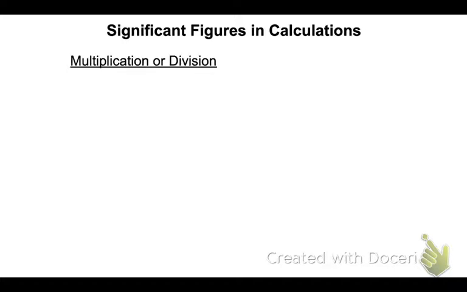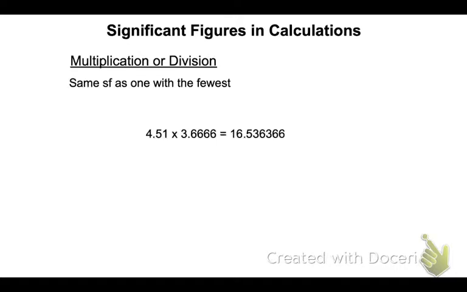Now for multiplication and division, the rule is different. Now I don't look at decimal places, I look at the total number of sig fig. It has to be the same sig fig as the fewest. Here is an example. You're multiplying 2 numbers. The first one has 3 sig fig, the second one has 5 sig fig. The answer cannot have more than the lowest. So your answer should not have more than 3 sig fig.